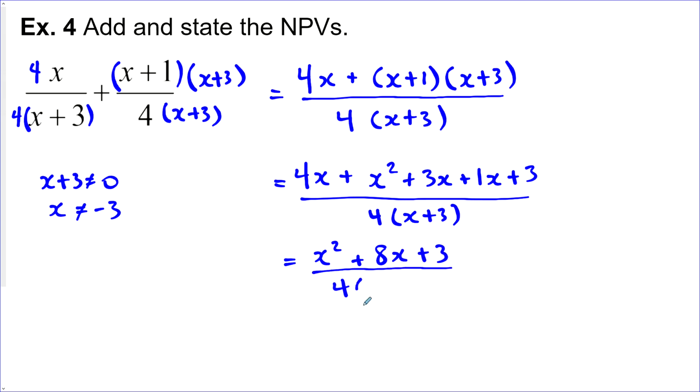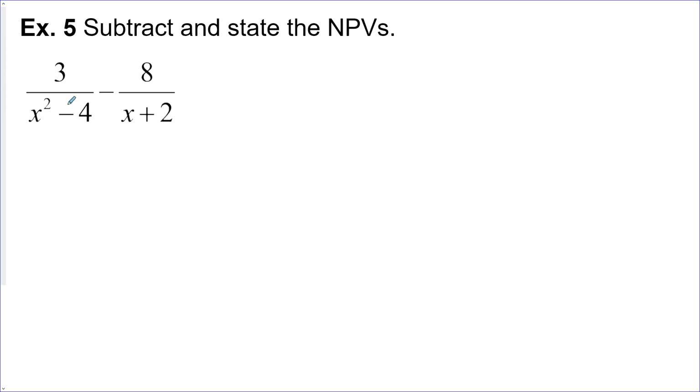And then we do a quick check. Can we factor this? And more importantly, is there an x plus 3 factor in here? Or even a 4? And there isn't, so we can't go any further. We want to subtract these and state the non-permissible values.